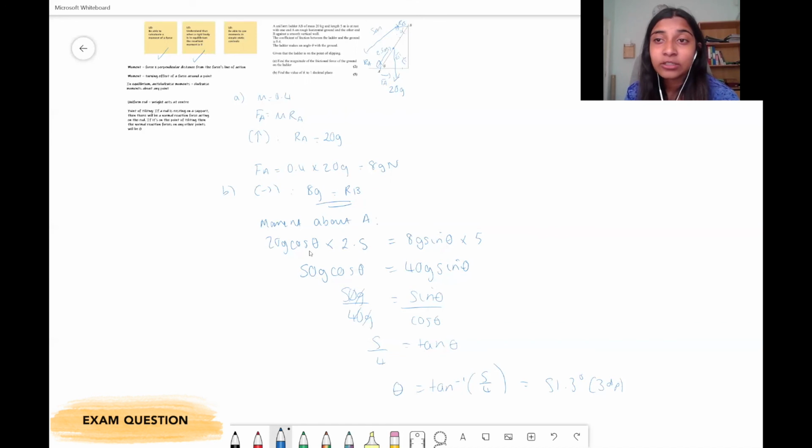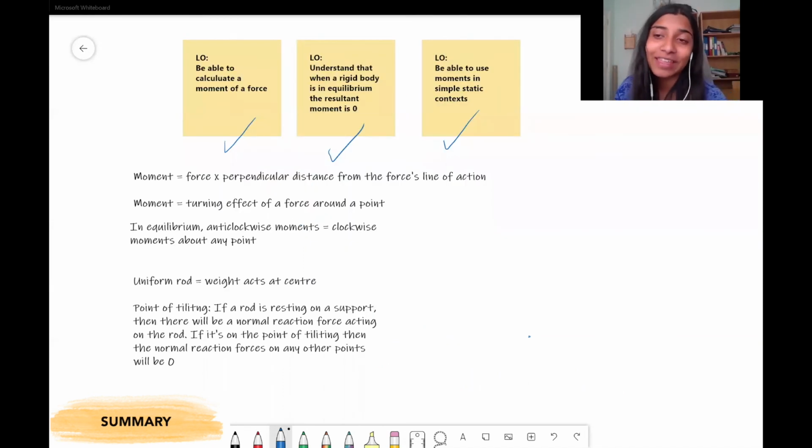So as long as you remember these steps, and notice that if they have given you distances and forces, then you are using moments, and just remember these definitions that I've written on the side here, you can apply that to any question. That's everything. Thank you so much, everyone.